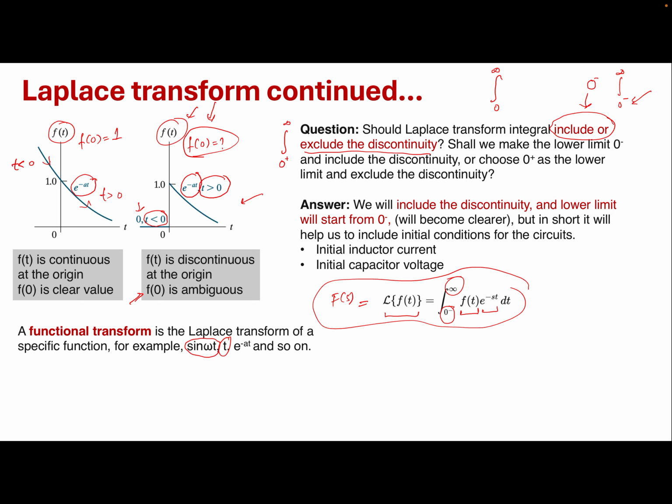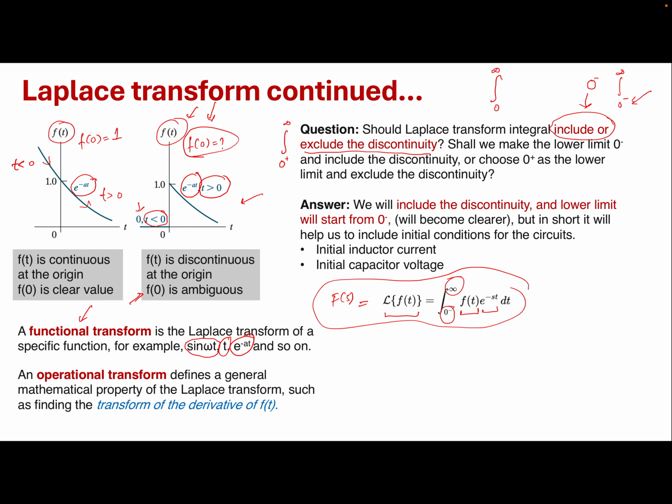T is a function. T squared is a function. E raised to the power minus at is a function. Natural log of t is a function. So I can define a Laplace transform on a function, and that Laplace transform is known as a functional transform. Another definition is operational transform.